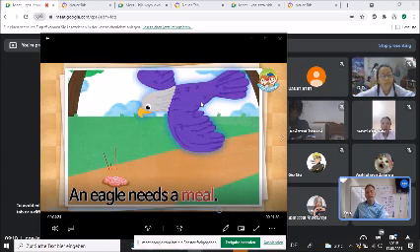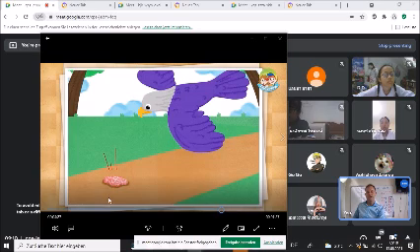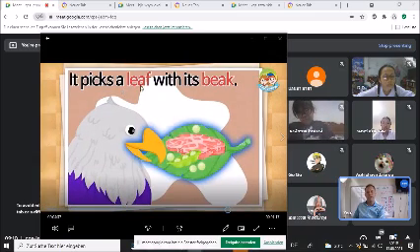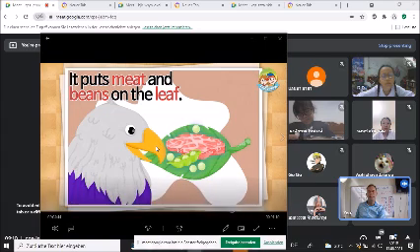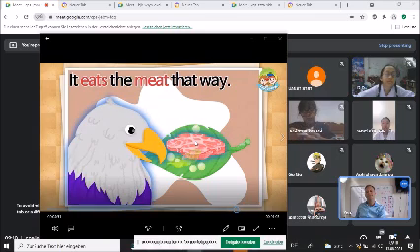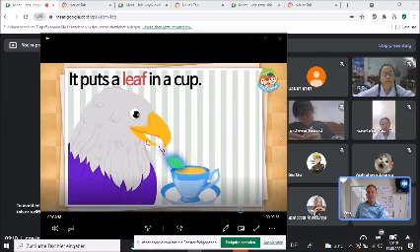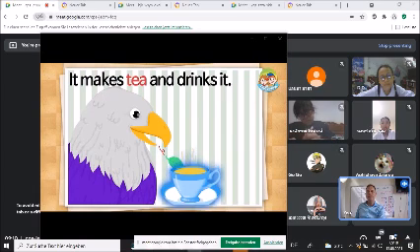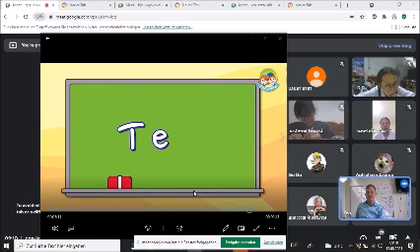There's an eagle needs a meal. The E-A for eagle. It sees meat. It picks a leaf with its beak. This is his beak. He puts meat and beans on the leaf. There are beans and there's meat and this is an eagle with a beak. There are many, many words with the EA sound. It puts a leaf in a cup. It makes tea and drinks it.